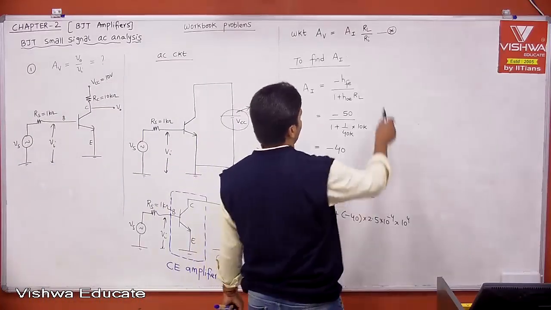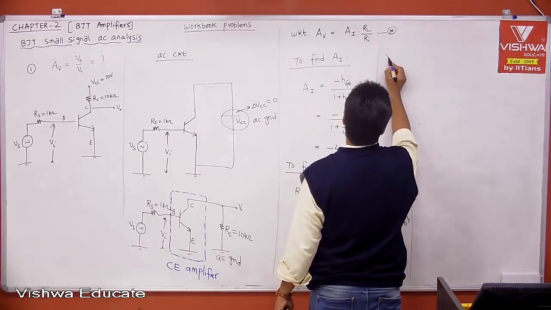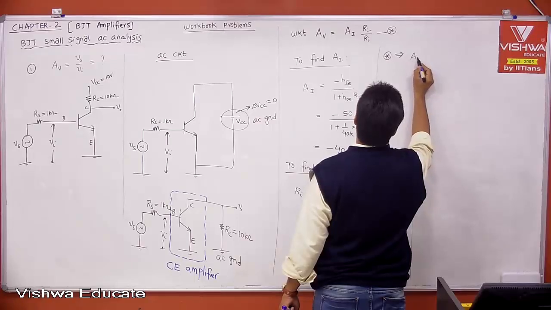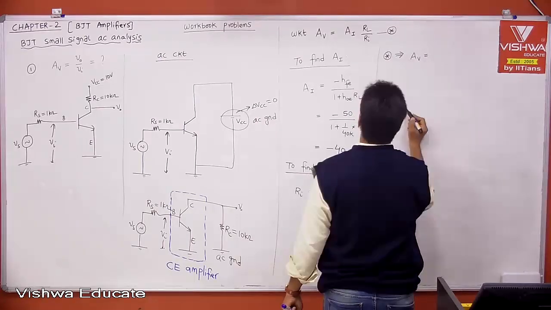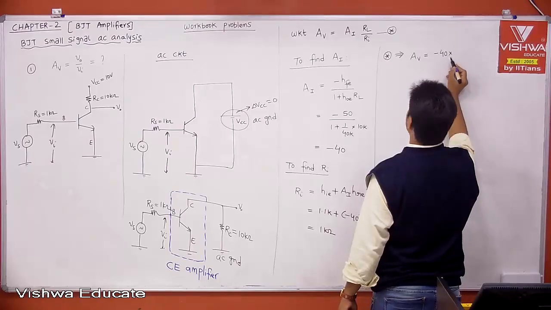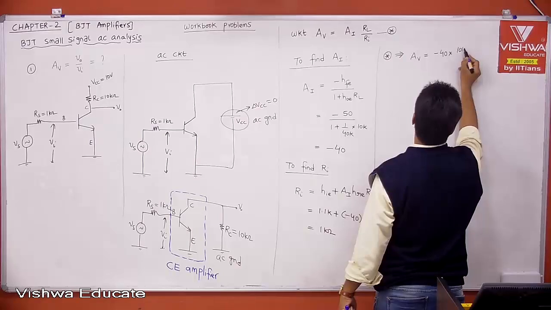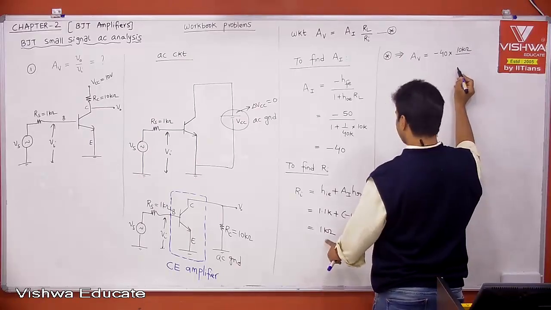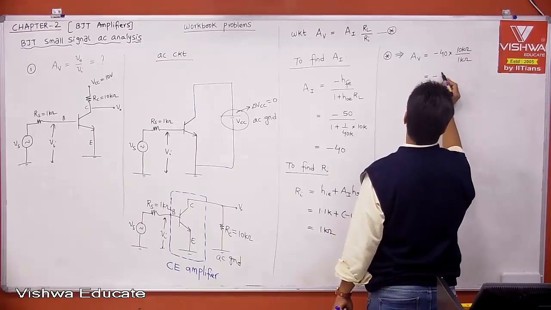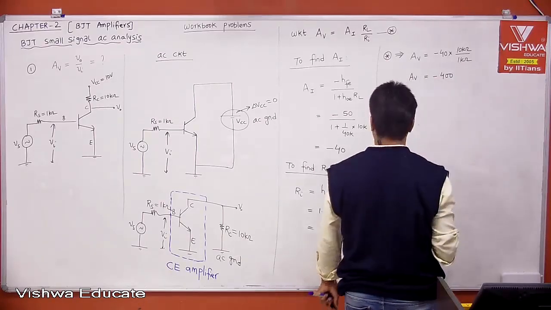Right? Now, I think we can solve the problem. Star implies, now we know everything to solve. Therefore, star implies, what is voltage gain? Voltage gain AV is equal to AI, which is minus 40, times RL, the load value 10 kilo ohm, divided by RI, which is 1 kilo ohm. Then the k's will cancel, and this is minus 400. This is our voltage gain.